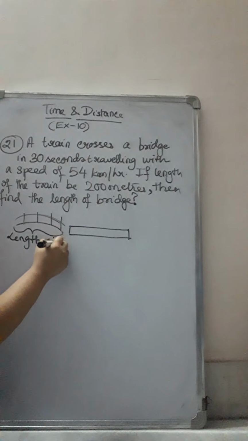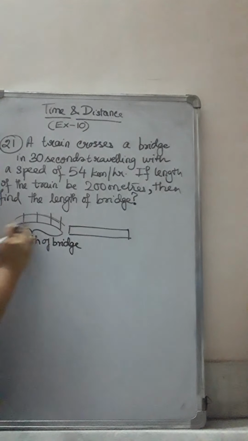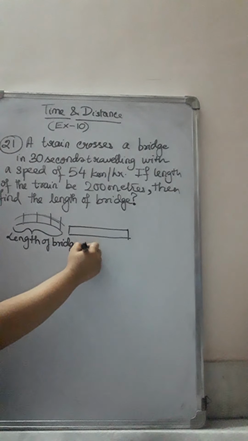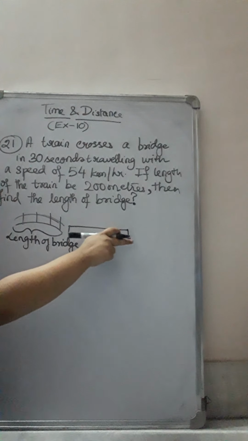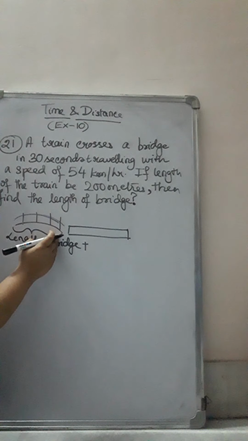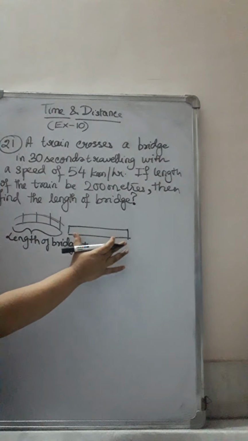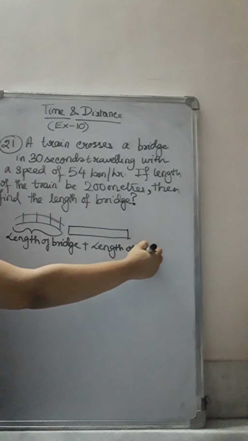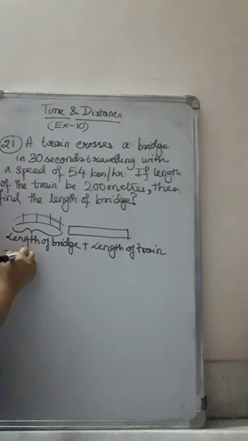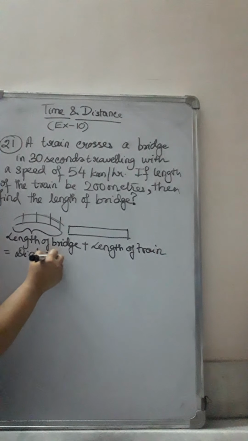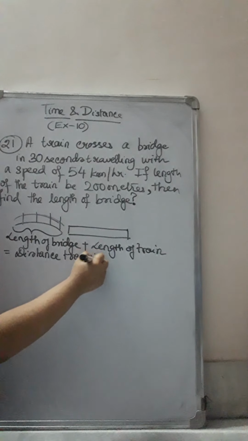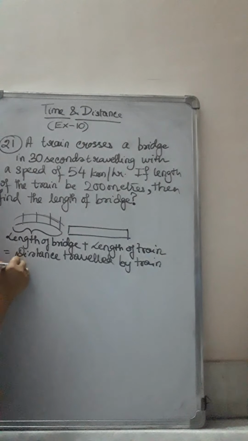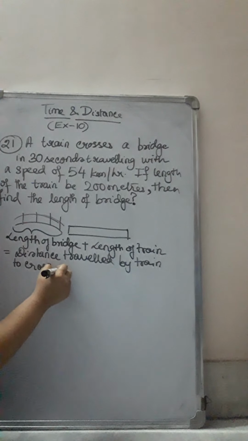The length of the bridge, since it has to travel through the bridge and cross it, plus it has to travel till here to cross the bridge completely. So the train has to cover its own length. So the length of the bridge plus the length of the train itself is equal to the distance travelled by the train to cross a bridge.